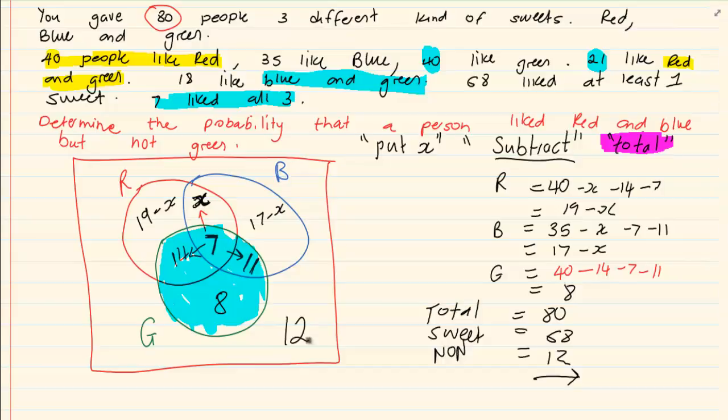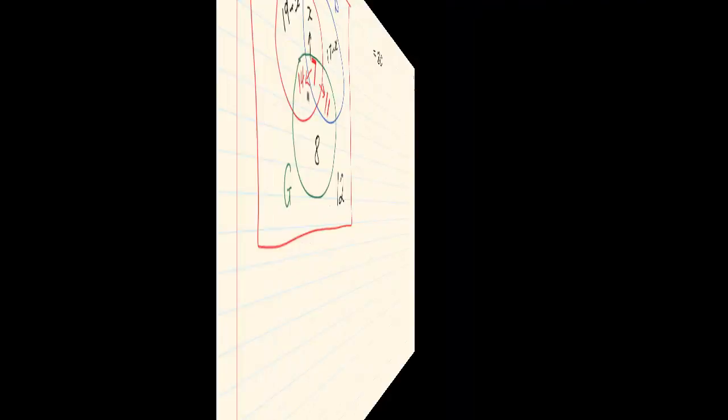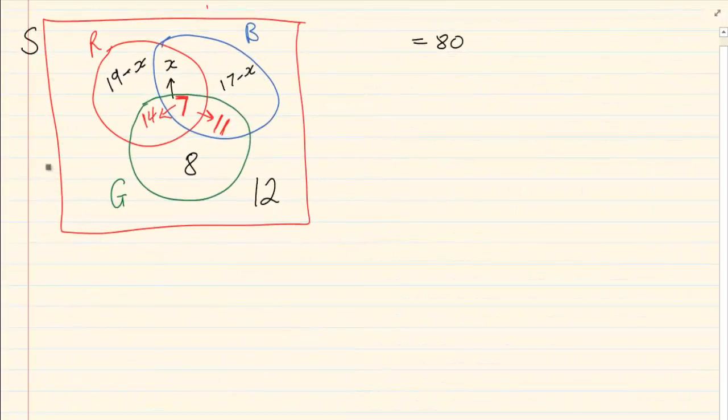Now when you have this and they say determine the probability that a person likes red and blue, remember red and blue, which means they're talking of this. But then they go further to say but not green. So now they're taking out the 7. So what they are asking you to do is solve for x. If I take my entire sample space, everything that's in the block, it will equal the total of where I started. So you started with 80. If we add everything in the sample space, we know we must get 80.